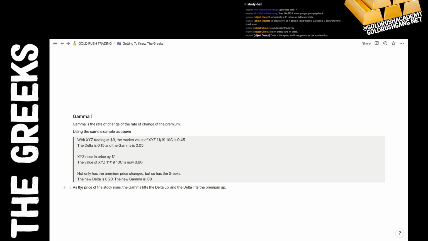So as the price of the stock increases, the gamma lifts the delta up, the delta lifts the premium up, and they continue to do it. And as you get these massive moves, you get much higher gammas and much higher deltas. So that's gamma's job: to lift up the delta.